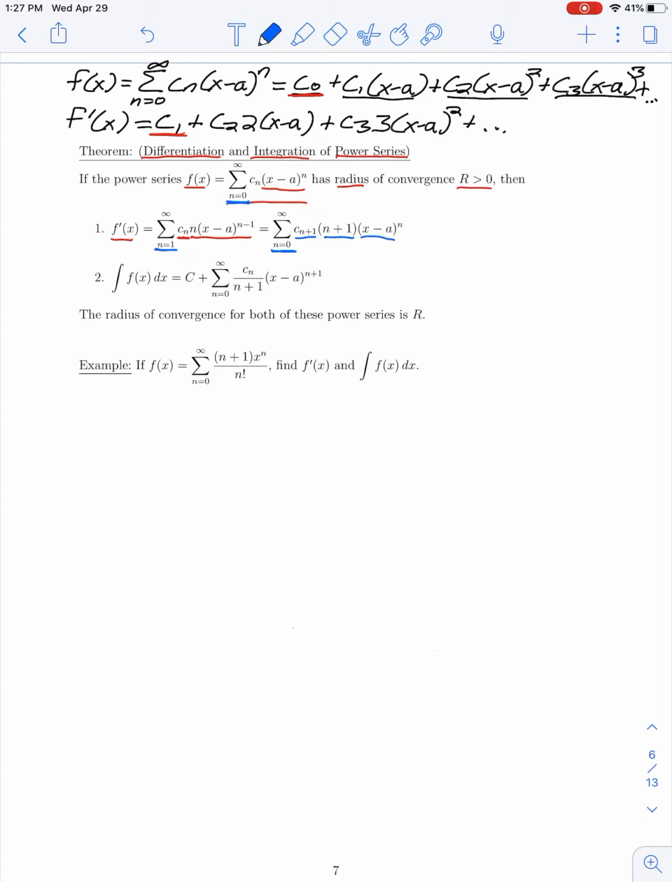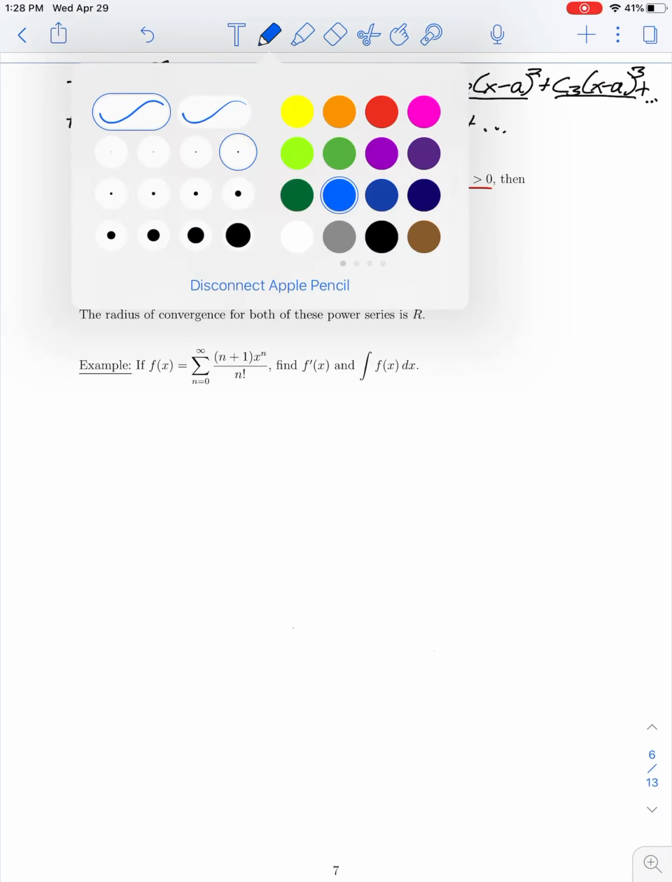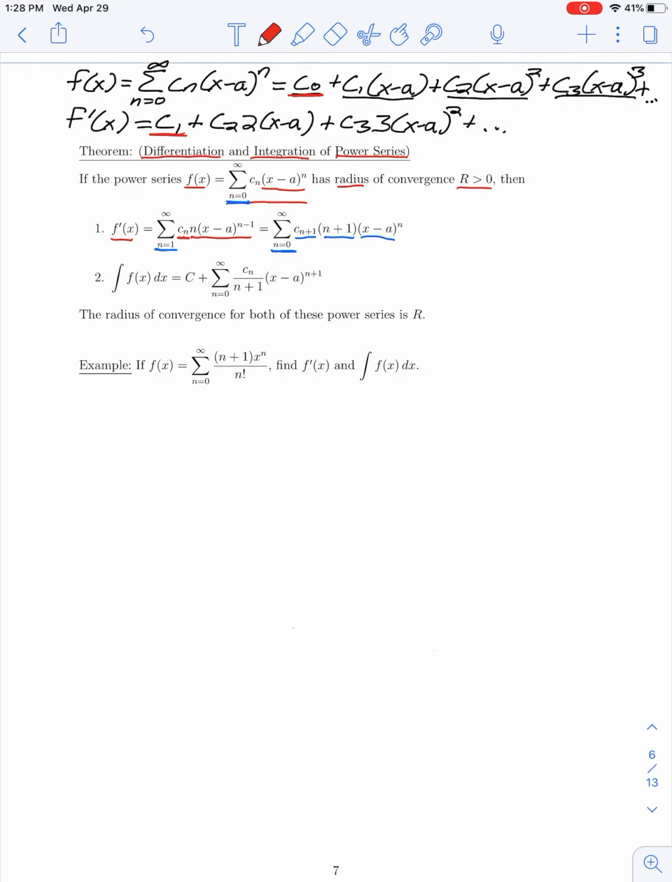So if we write out the terms of those series, we can see that they represent the same function, f prime here. Now the second part of this theorem says the following. If we want to integrate or find the antiderivative of our function f of x, which was represented as a power series, we would again do it term by term.